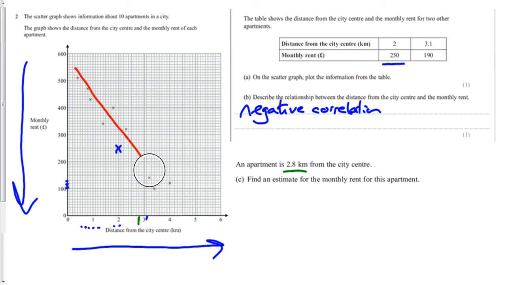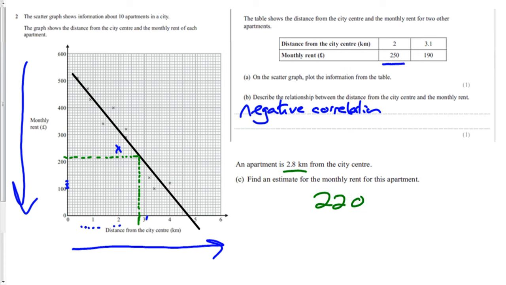Or if you want to make it a straight line, about that there. That'd be your line of best fit. So now what we're asked to do is find 2.8 kilometers from the city. So we go up from 2.8 kilometers, and then we read across here, and we get 220. So my answer would be £220, but as long as I've done it from the line of best fit, I get 1 mark for it anyway.